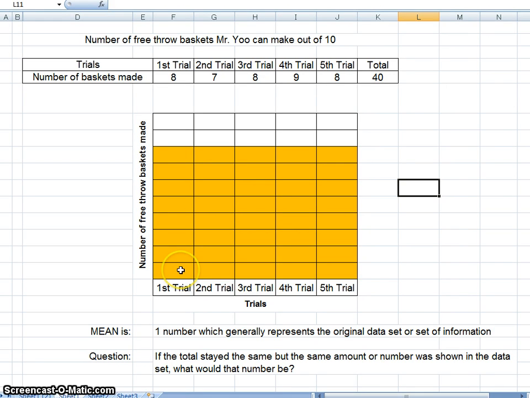If we look at this bar graph now, I've got 8 for the first try, 8 for the second trial, 8 for the third, 8 for the fourth, and 8 for the fifth. What's 5 times 8? That's 40. The total hasn't changed. So by looking at this bar graph now, it looks like the mean number of shots that Mr. Yu made from the free throw line out of 10 shots is 8 shots.